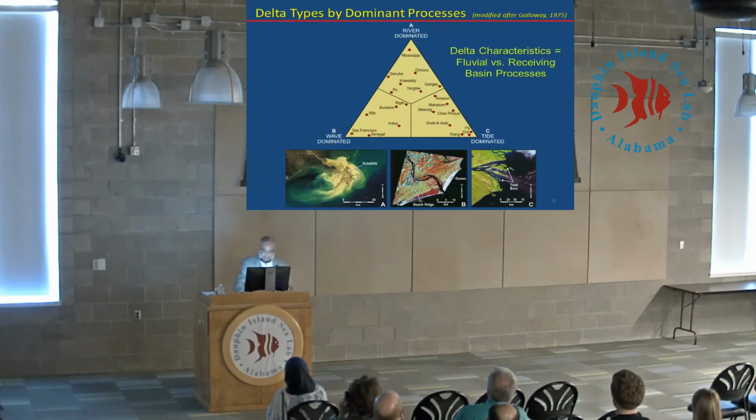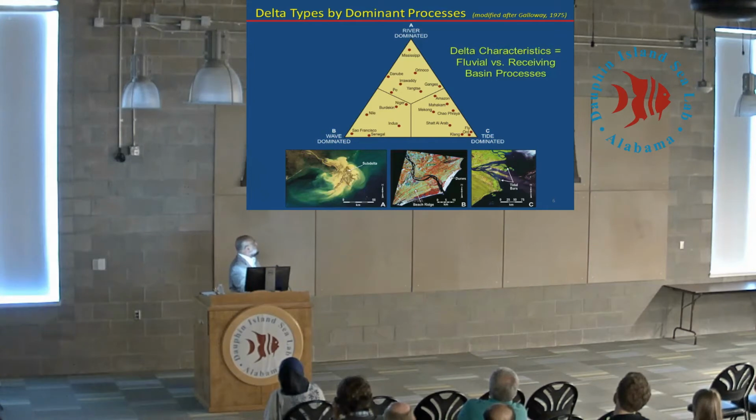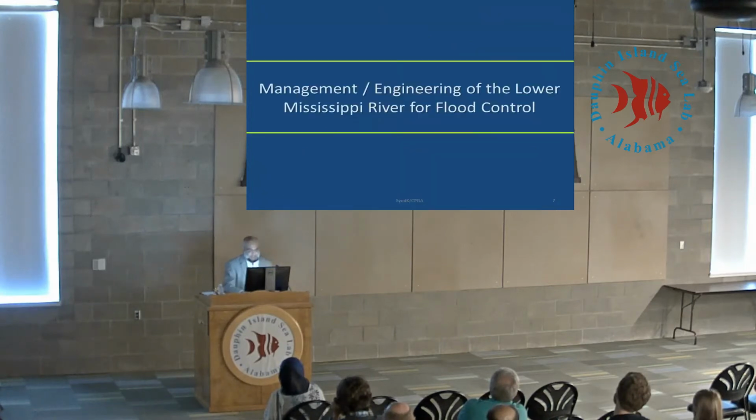And just to set the stage again for the role of the river, the Mississippi River, you see how we have delta types by dominant processes. The fluvial process is dominant in the Mississippi River, which is here at the top, and then you have deltas that are tide dominated and wave dominated, but ours is here. And that's what I wanted to emphasize, the role of the river in delta processes.